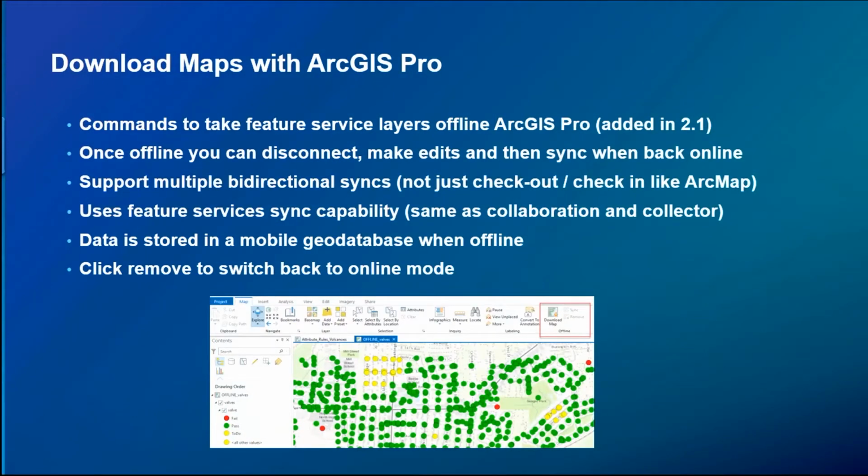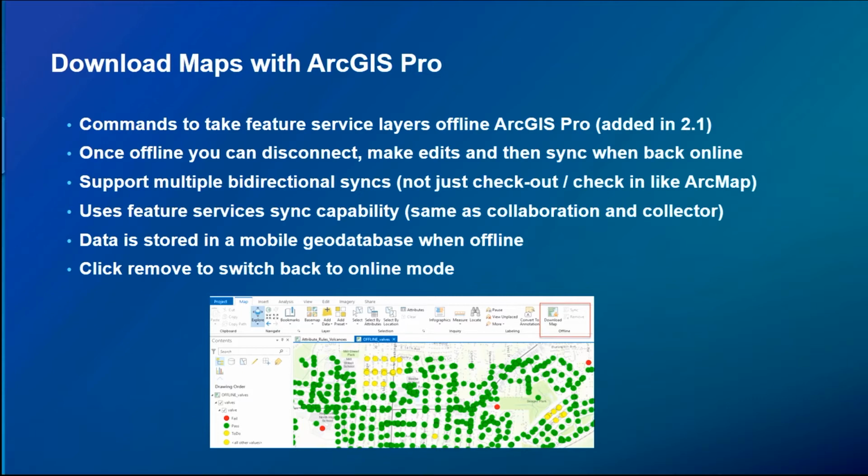Okay, so then for the next demo, I'm going to work with downloading maps with ArcGIS Pro. In ArcGIS Pro, you've got commands to take feature service layers offline. We added it in 2.1. Once the data is offline in Pro, you can disconnect Pro from the network, make edits, come back, connect, and sync again. It supports multiple bidirectional syncs. So once you take it offline once, you can sync it multiple times. It's not a check-out, check-in, check-out, check-in model.